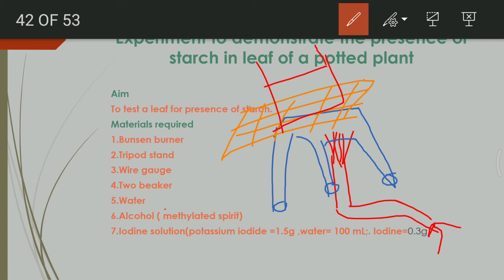Alcohol also we need, and iodine. How is iodine solution prepared? Sometimes a one mark question is asked: what is the constituent or composition of iodine solution? So you all should know that potassium iodide is 1.5 gram, water is 100 ml, and iodine, or if we want to make it with just iodine, 0.3 grams of iodine is required for the process. And the rest will be water for sure. So with this setup we can make the iodine solution.